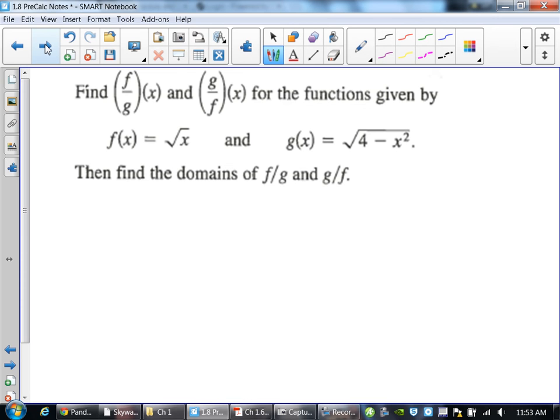Do you want to do the f over g or g over f? Okay, let's do the f over g. Or whatever one will be harder. I don't know. I haven't done that. We'll do f over g. Why not? That means we have square root of x over the square root of 4 minus x squared.